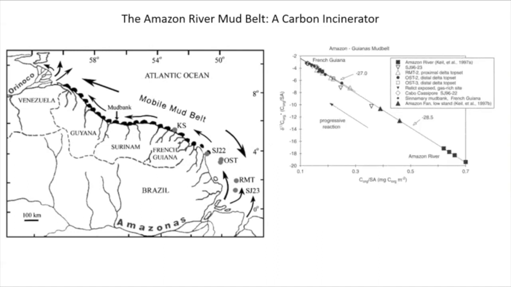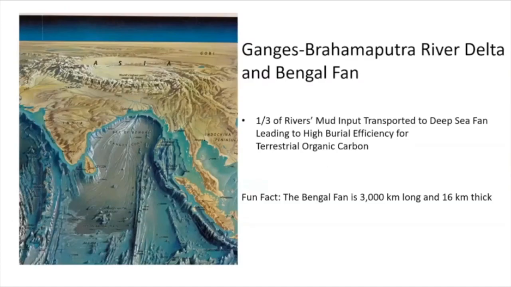And so we've actually looked at this, and I won't go into the science too much, but this is the trend as we go from the mouth of the Amazon all the way up to the Guianas and Orinoco. And this is the amount of organic carbon. It goes from about 0.7 to 0.1. So about a factor of 5 decrease, so this is a carbon incinerator. It's not a sink in this particular example. And it's an important example because it's the biggest river in the world.